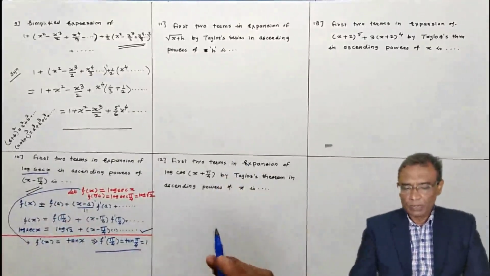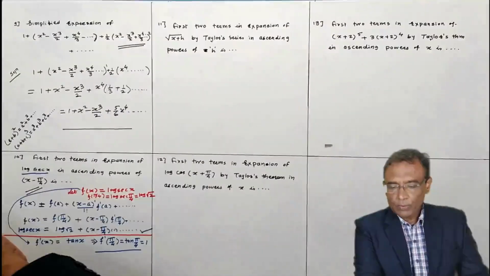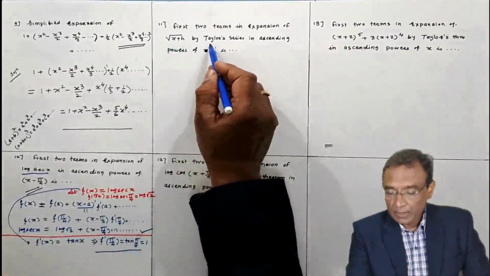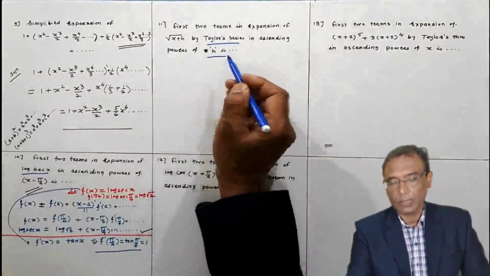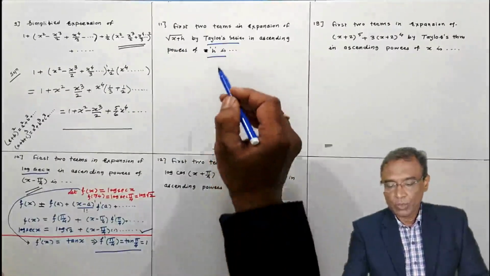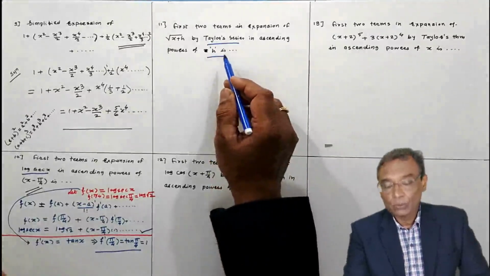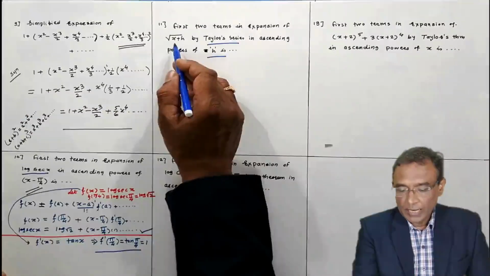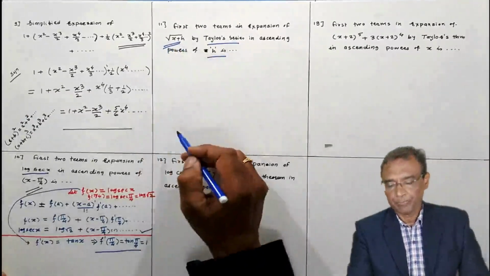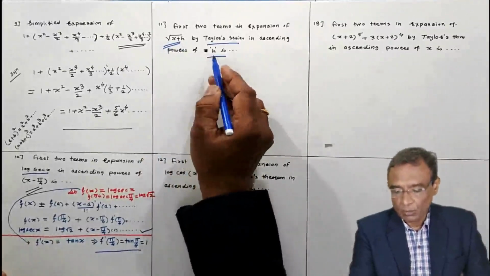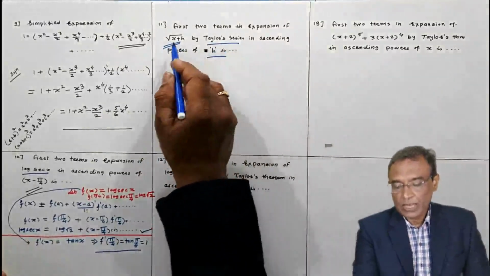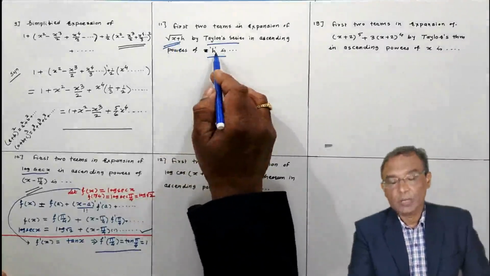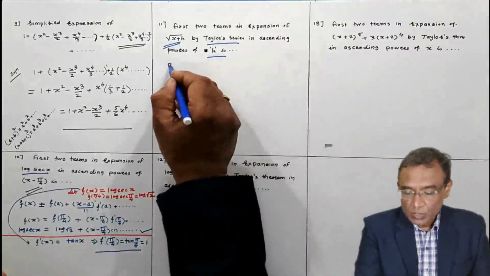Okay, now the same problem again. First two terms in the expansion of root of x plus h by Taylor series in ascending powers of h. Okay, when you solve a problem, get to know what is expected. We are expanding this x plus h function in ascending powers of h. Then what is the Taylor series?